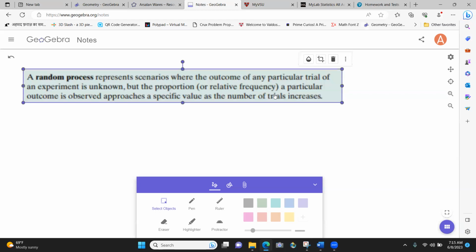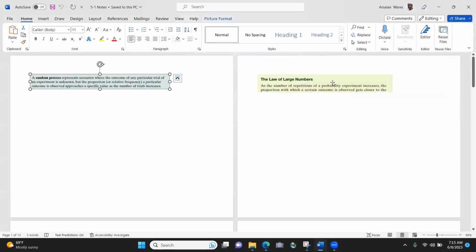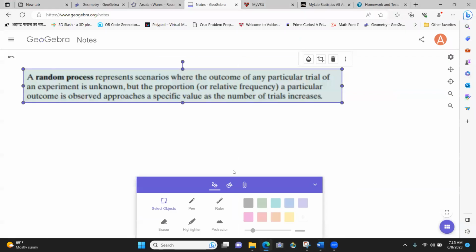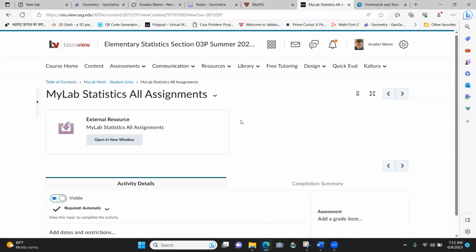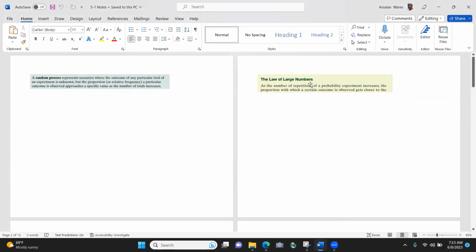Okay? So read the book, follow the video. When you read the book, of course, you'll read a little more. You won't just read the boxes, but it shouldn't be too bad. All right. Unfortunately, I have to go to the book, but that's okay. So the next one is the law of large numbers.